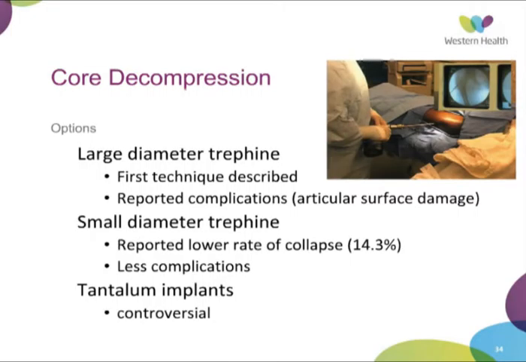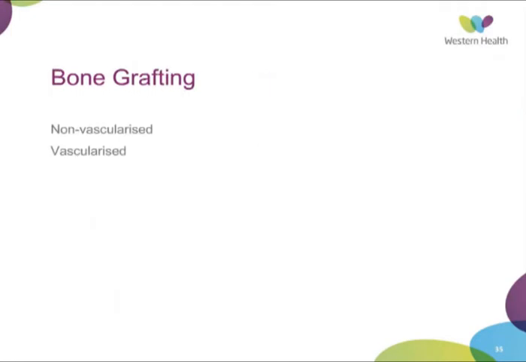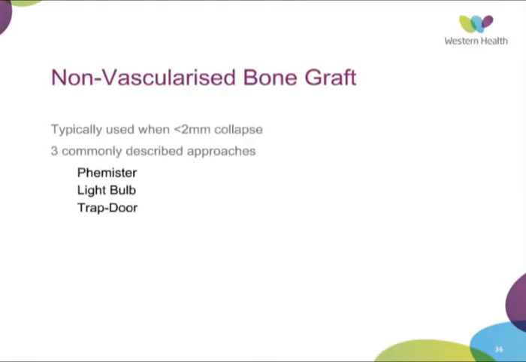Bone grafting, as I mentioned, can either be non-vascular or vascularized. Again, there's very poor evidence out there for either of these procedures. But typically, you can use a non-vascularized bone graft when the subchondral collapse is less than 2 millimeters. There's 3 commonly described approaches. Phemister is where a bone graft is passed through the drill tract itself, which is probably the most common technique. Light bulb technique is one where a cortical window is made at the margin of the head and the neck, and then the bone graft is passed up into the femoral head.